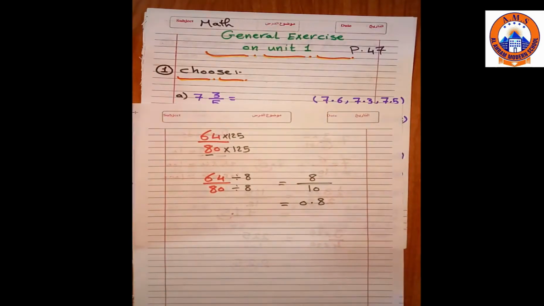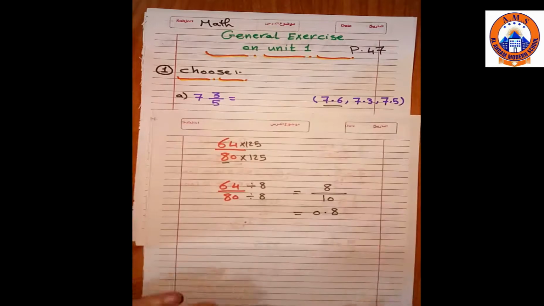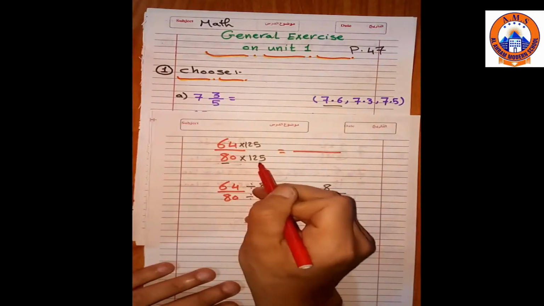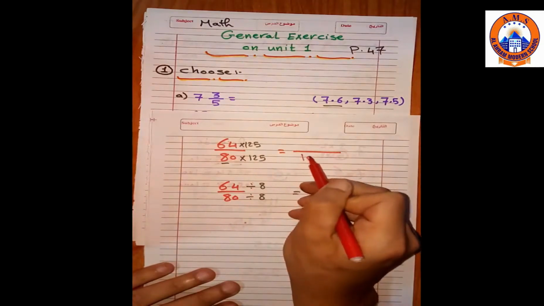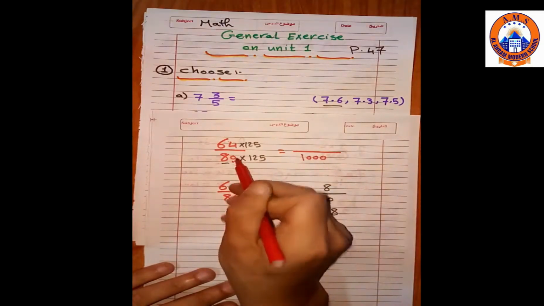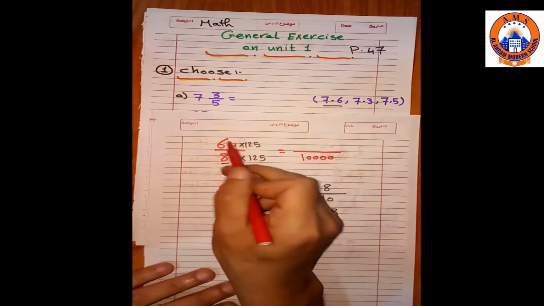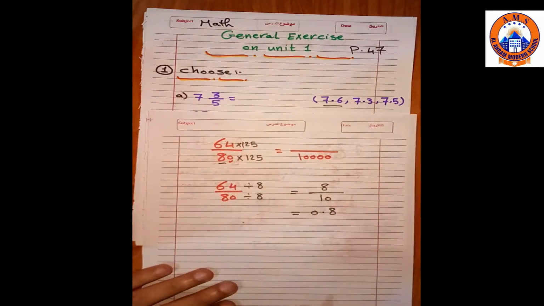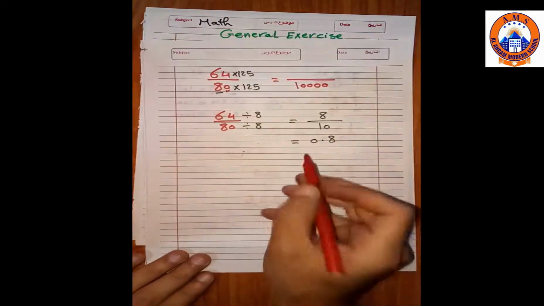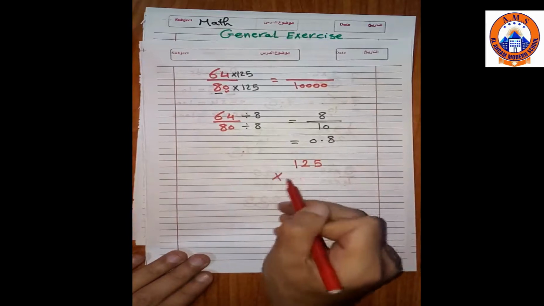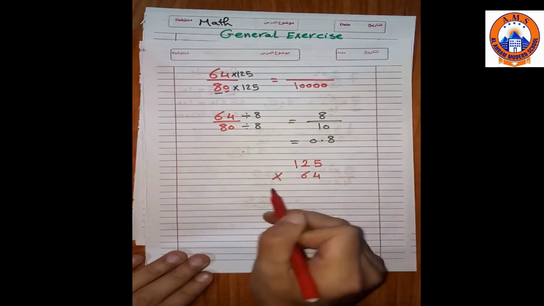Let's do it the hard way, by multiplying it by its friend. 8 and 125 give me 1000. And we have an extra 0, so I'm gonna put another 0. Then we want to multiply 64 by 125. I'm gonna do it down here. The biggest number is 125, and it will be multiplied by 64.